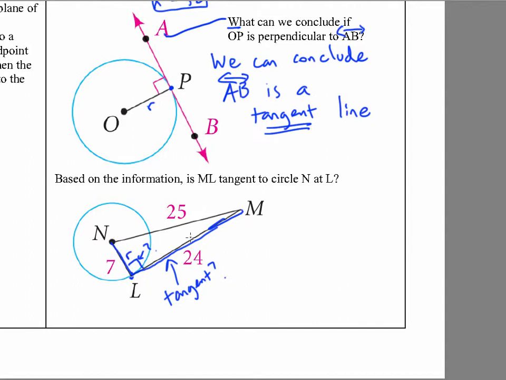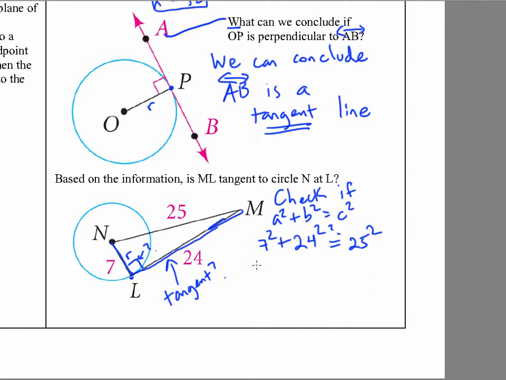And we learned a way to check if this makes 90 degrees. We can apply the Pythagorean theorem to check if a squared plus b squared equals c squared. If it does, then this is 90 degrees, and if this is 90 degrees, then we know it's a tangent line. So let's check. We can use either one of these for our a, so 7 squared plus 24 squared. Does that equal 25 squared?